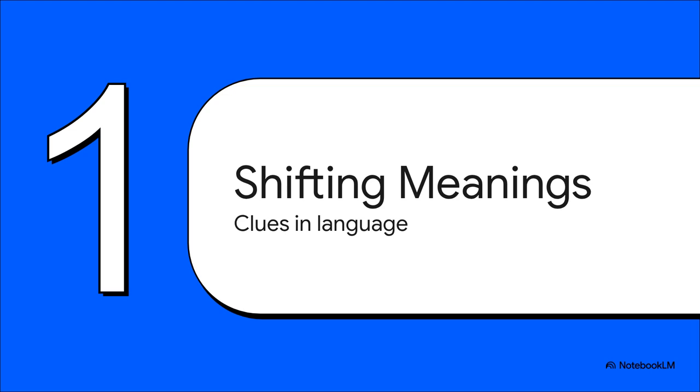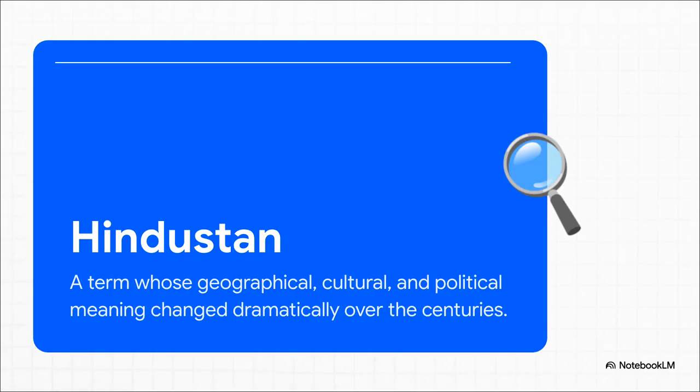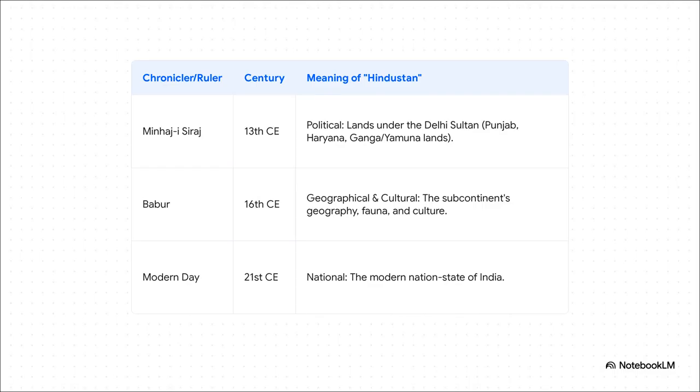The words themselves. Language isn't set in stone. The meanings of words change all the time, and if you don't know that, it can totally change how you read something from the past. Let's take the word Hindustan. Today, a lot of people use it as another name for the modern country of India. But if you hop in a time machine and go back, you'd find its meaning was all over the place, depending on when you were. And we can actually see this evolution.